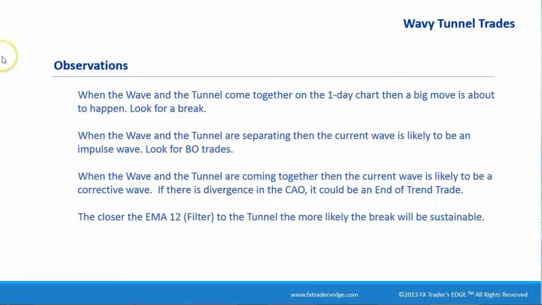When the wave and the tunnel are coming together, then the current wave is likely to be a corrective wave. If there is divergence in the awesome oscillator, it could be an end of trend trade. The closer the EMA 12, the filter, is to the tunnel, the more likely the break will be sustainable.